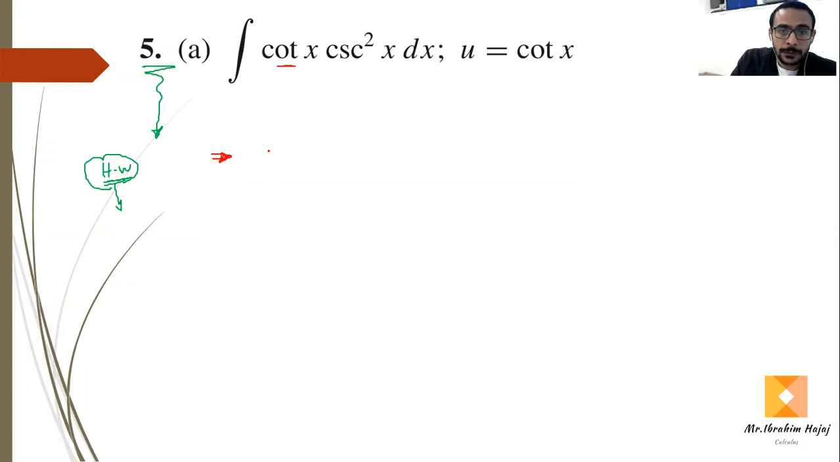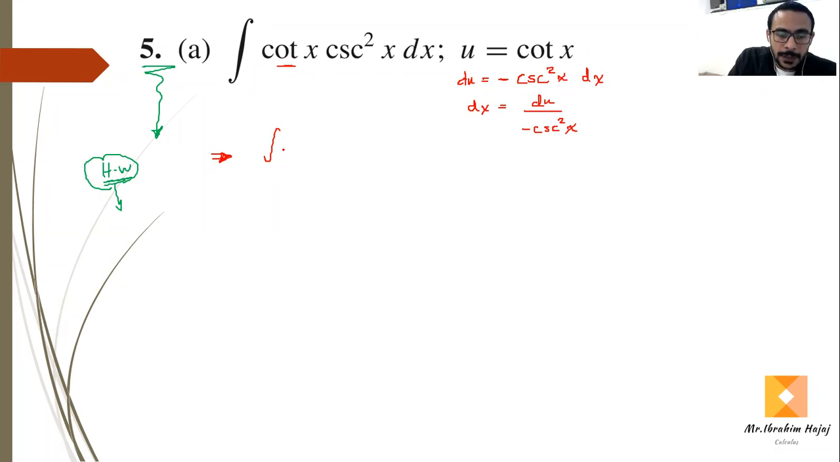First, let's find the derivative of u. What's the derivative here? du equals the derivative of cotan, du equals negative cosecant squared x dx. This is the derivative of cotan. And now dx equals du over negative cosecant squared x.